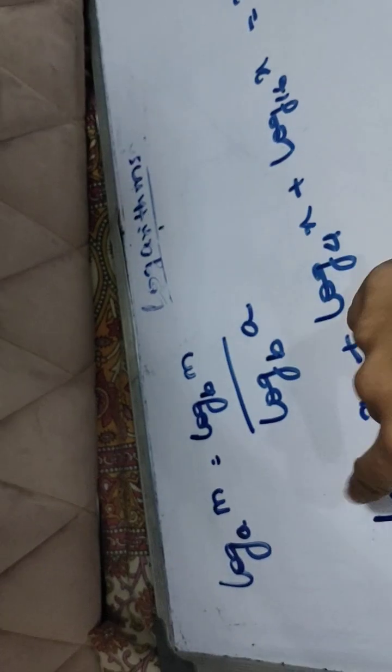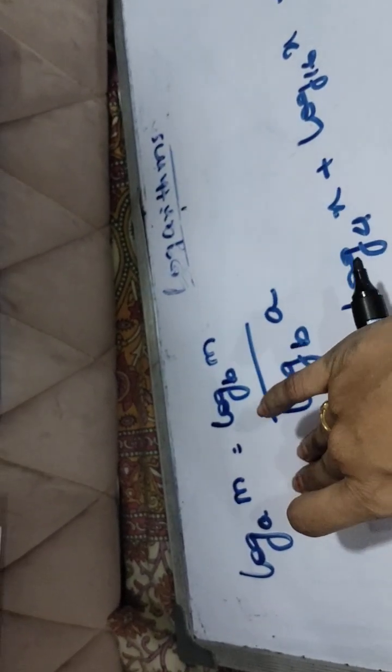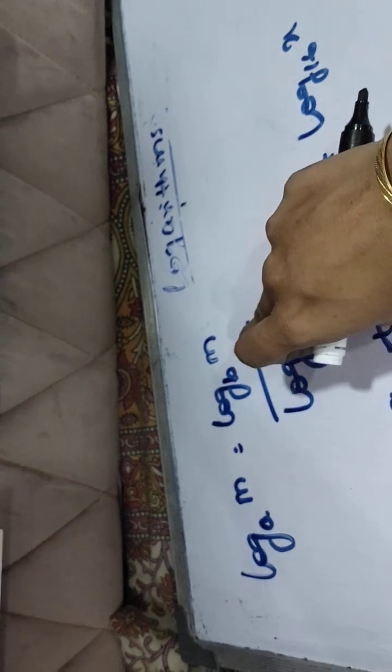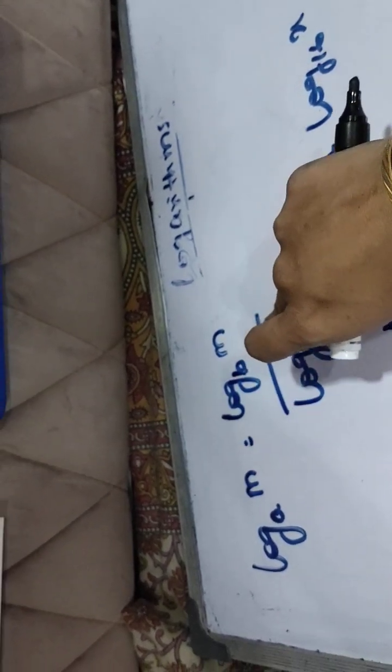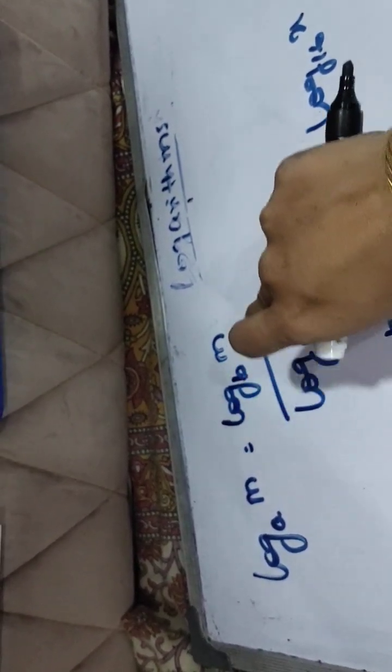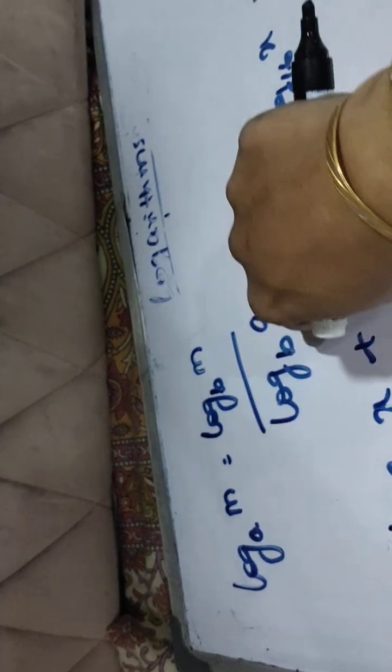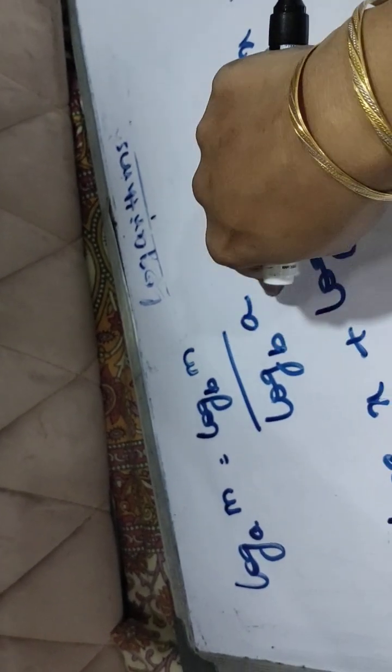Okay, now you have log a m. So your base here is whatever. I want to change it to another base. I want to change it to say b. So instead of a, first I'll write log b m. That's done. Divided by, instead of a, I'll again write log b, but instead of m, now I'll write a.